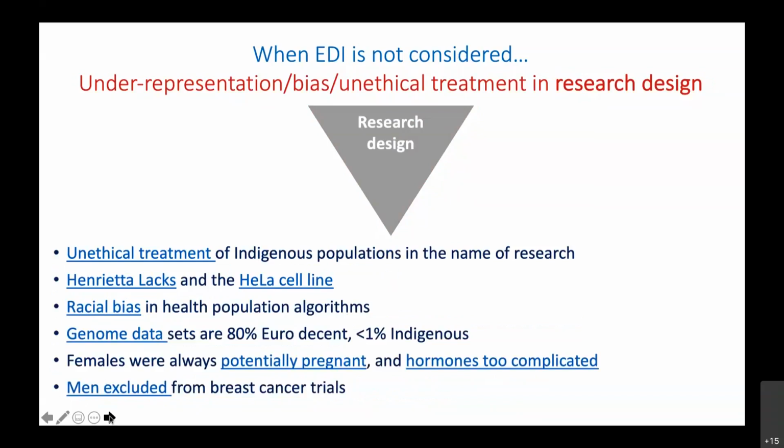Okay, so when EDI is not considered, we previously looked at the researcher level, but what about in the design of research projects? So here is where we see underrepresentation, bias, and even unethical treatment in research design of participants, patients, etc. Again, just a sampling of some examples.